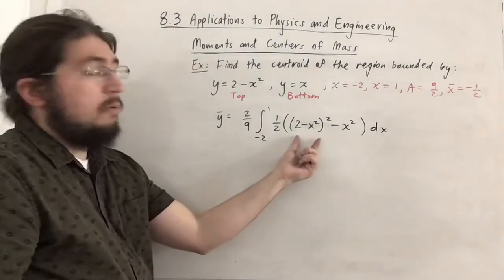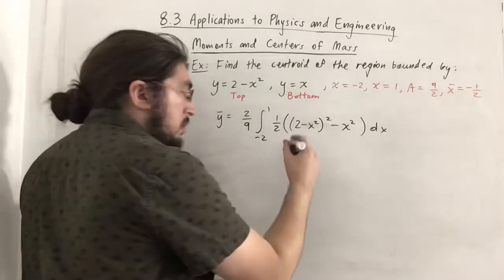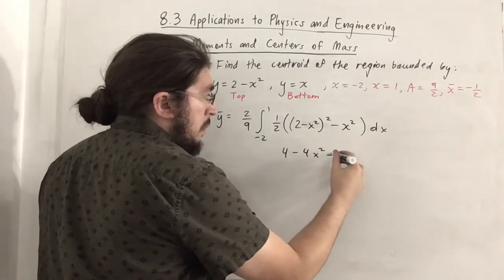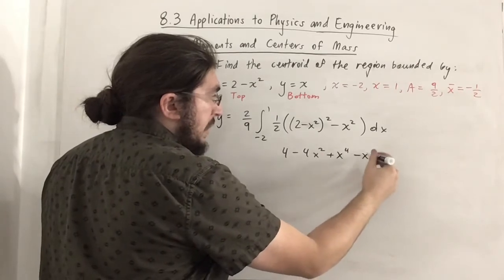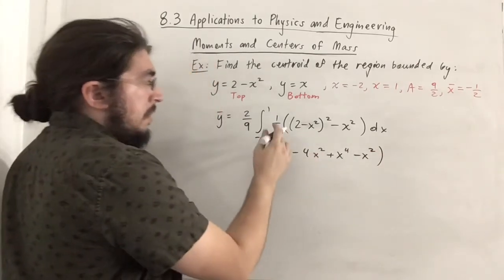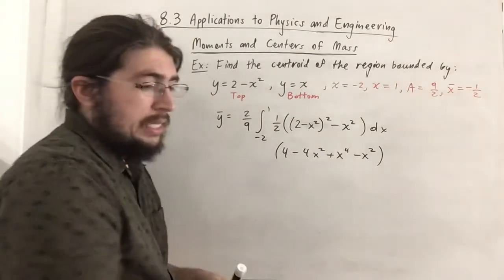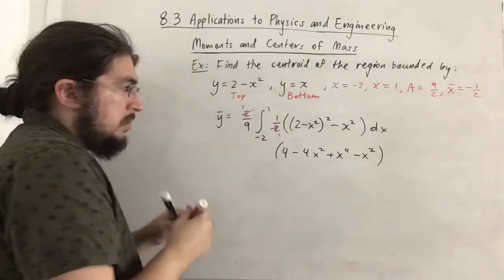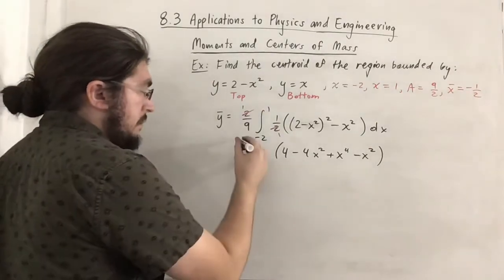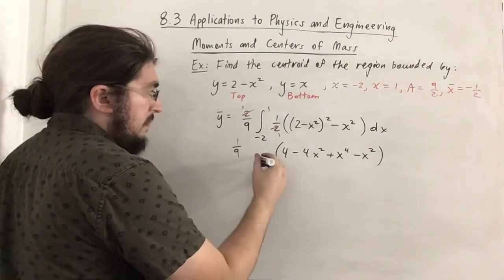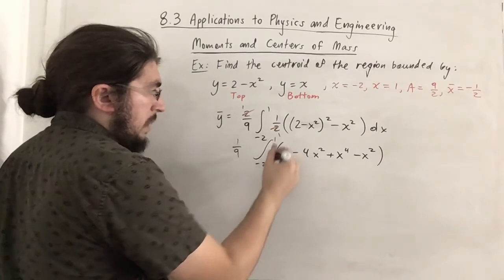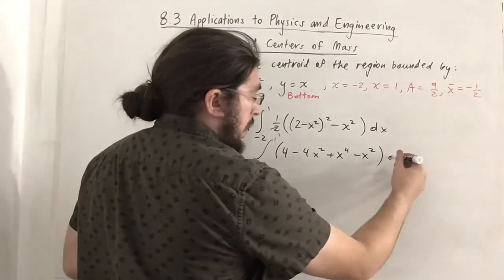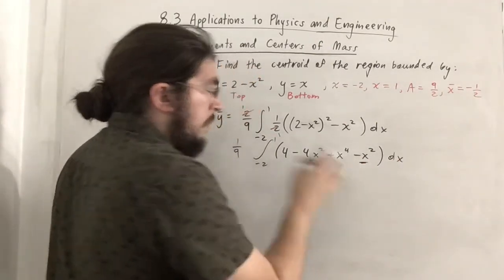Now when you actually FOIL this out, 2 minus x squared all squared is 4 minus 4x squared plus x to the 4th, and then we have a minus x squared there, like that. Now the 1/2 will actually pull out, and notice that will cancel the 2 on top with the 2/9 that's on the outside. So really we have 1/9 on the outside here. And now we still have the integral from -2 to 1. And notice these actually combine, so I'll rewrite it anyways.